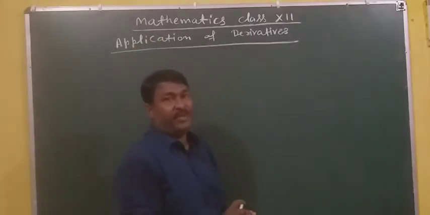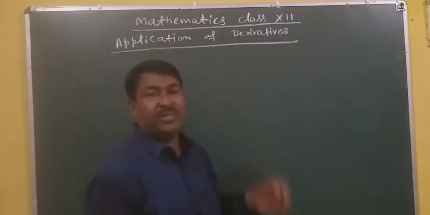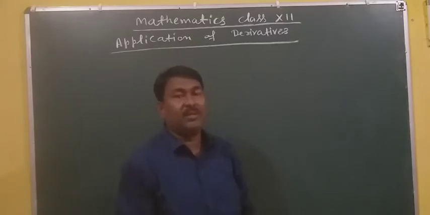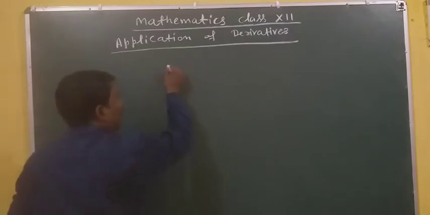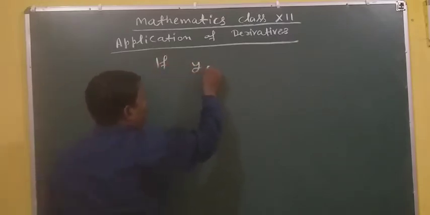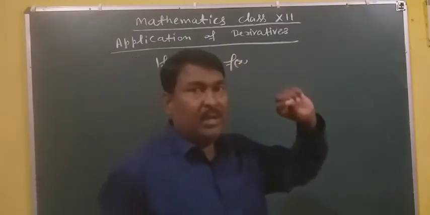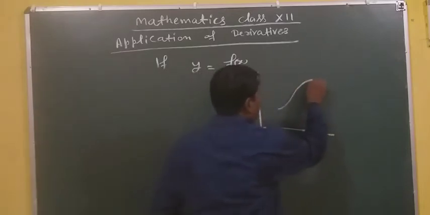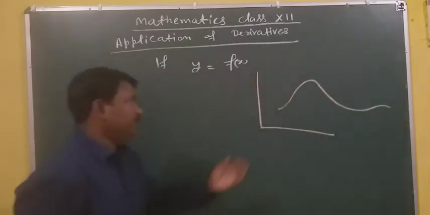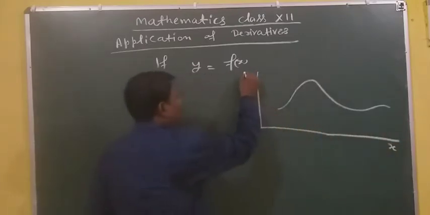Today I am going to explain the application of derivative, that is, the equation of tangent and normal drawn at any point of a given curve. So see, if y is a function of x, or if you are given any curve, for example, suppose this curve is given here. This is x, along this it is y, origin.